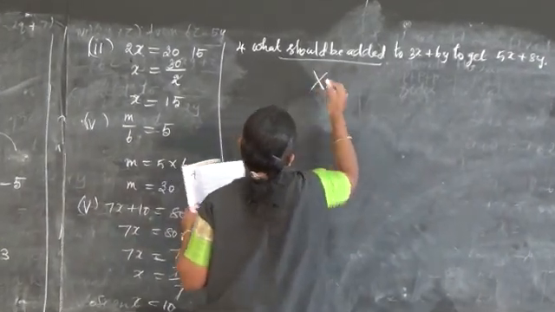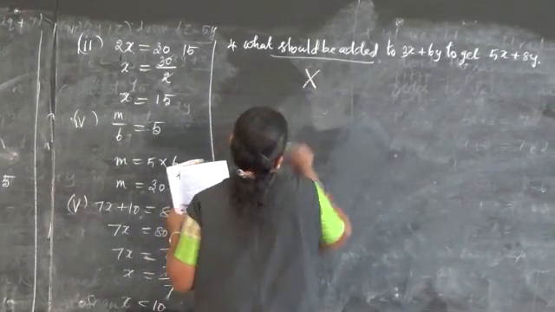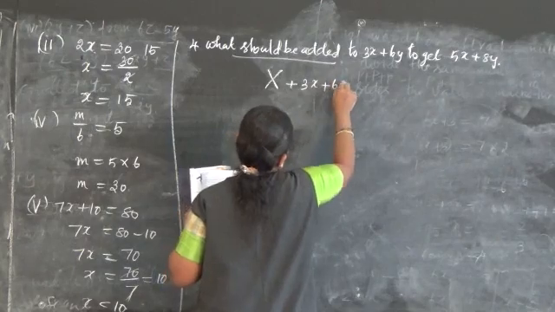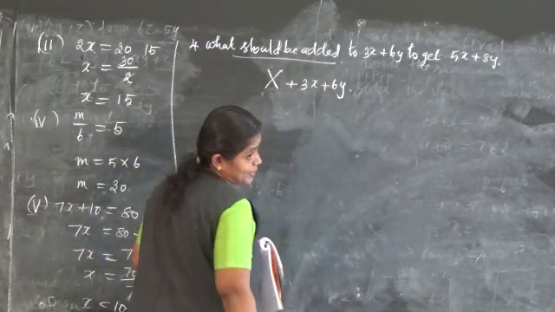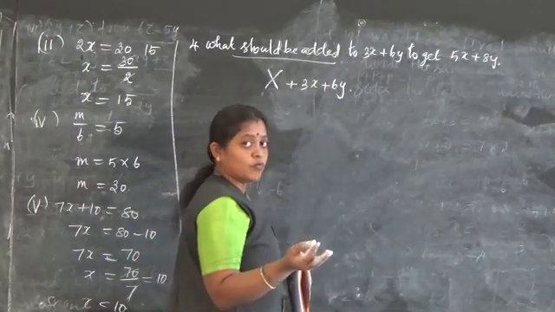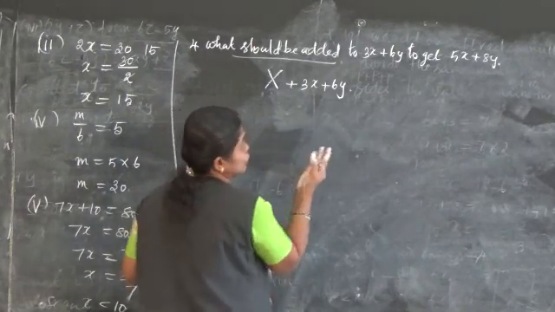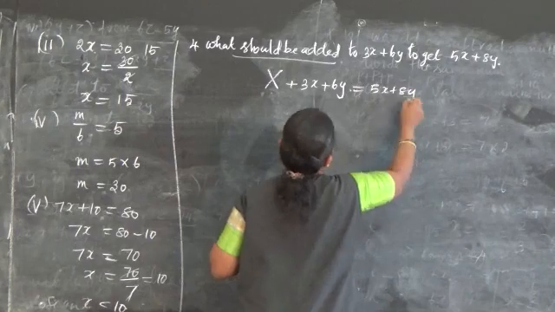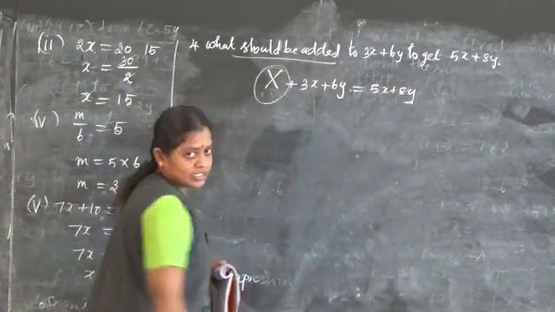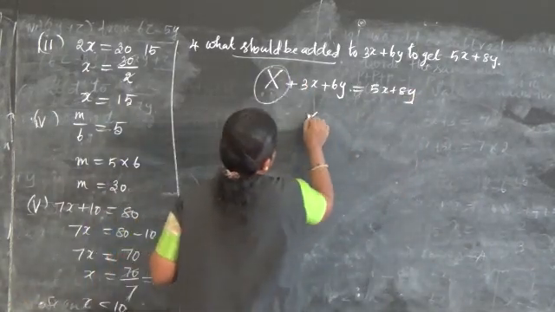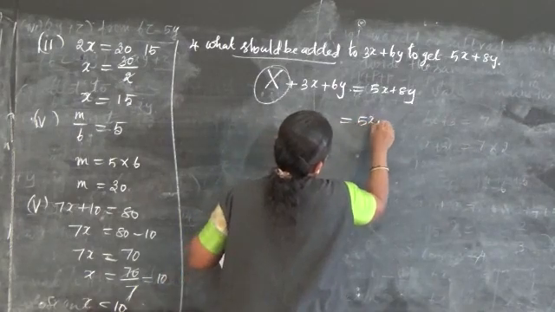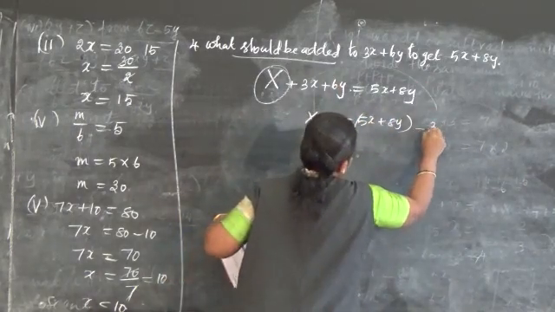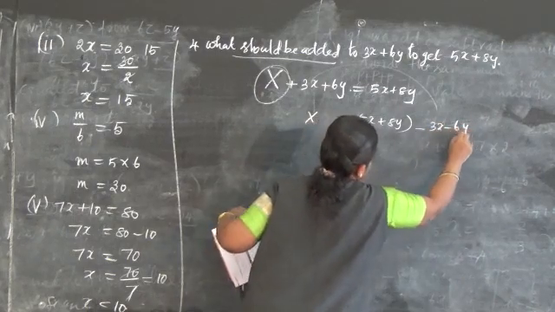That I don't know, that's why I am keeping here X plus 3x plus 6y. Here I am keeping capital X because we don't know what should be added to this expression. You will get 5x plus 8y. So this only we have to find. So on the left hand side, X plus 3x plus 6y equal to 5x plus 8y. This goes on that side, minus 3x minus 6y.